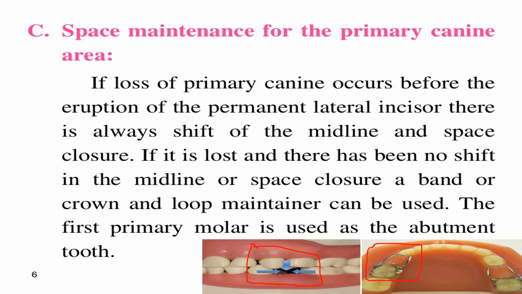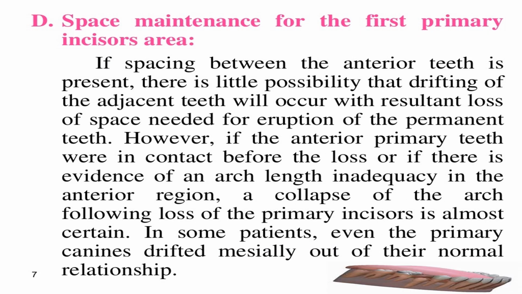D. Space maintenance for the primary incisors area. If spacing between the anterior teeth is present, there is little possibility that drifting of the adjacent teeth will occur with resultant loss of space needed for eruption of the permanent teeth. However, if the anterior primary teeth were in contact before the loss, or if there is evidence of an arch length inadequacy in the anterior region, a collapse of the arch following loss of the primary incisors is almost certain. In some patients, even the primary canines drifted mesially out of their normal relationship.